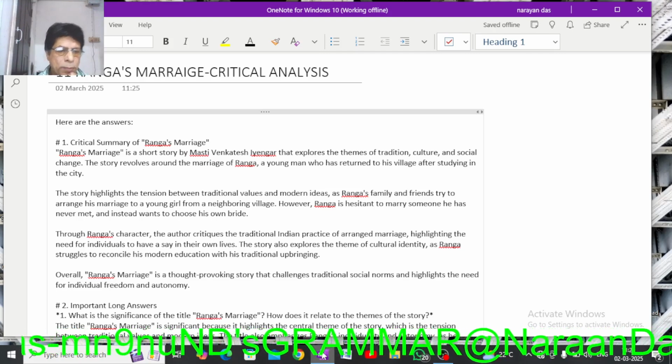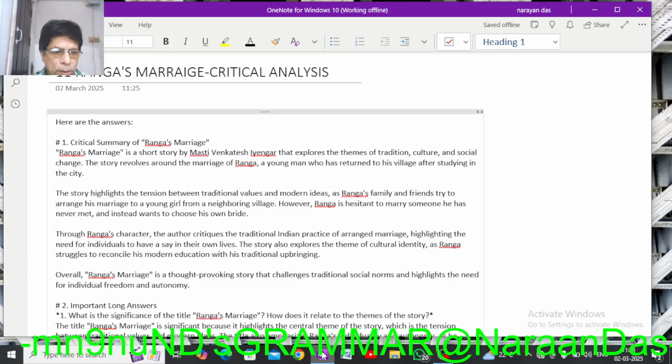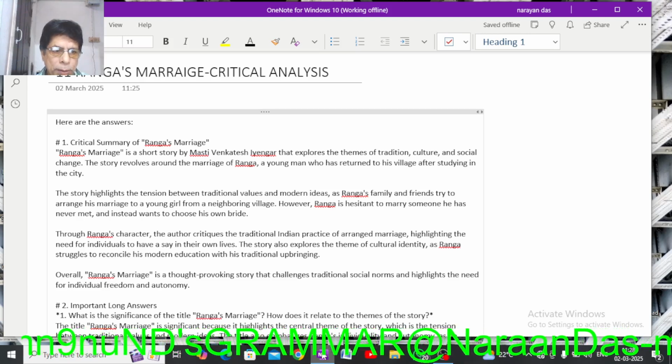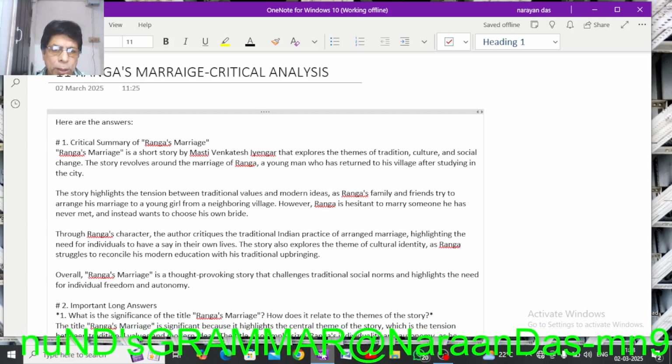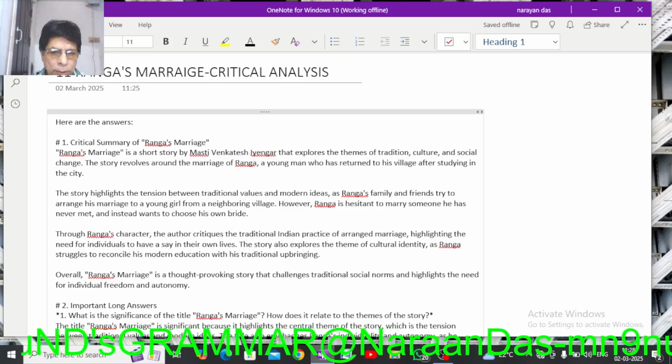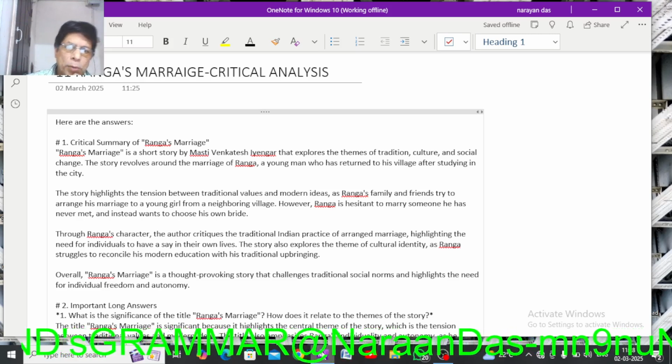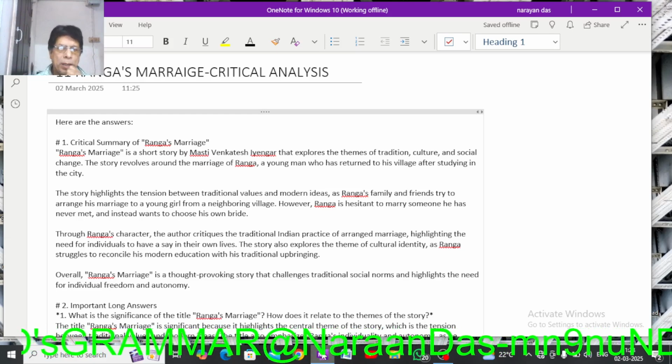Here I have for class 11 supplementary reader. The topic is Ranga's marriage, a critical analysis. This is important before understanding the story.